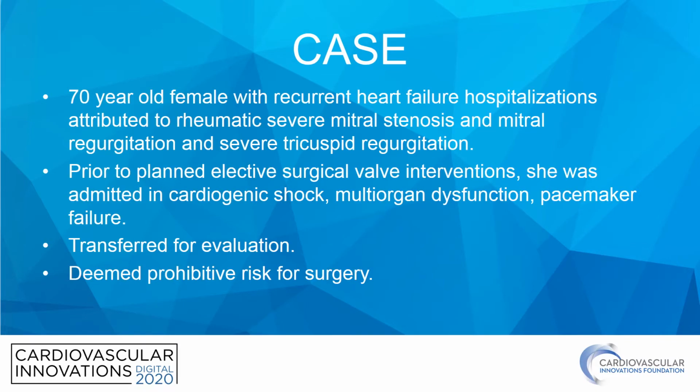So the case is a 7-year-old female with recurrent heart failure hospitalizations due to rheumatic mitral stenosis and regurgitation that is also associated with severe functional tricuspid regurgitation. Prior to planned elective surgical mitral valve replacement and tricuspid valve repair, she decompensated to cardiogenic shock with multiple organ dysfunction, and she was then transferred to our institution for evaluation and treatment. At this point, she was deemed to have a prohibitive risk for surgery, and therefore transcatheter therapy options were pursued.